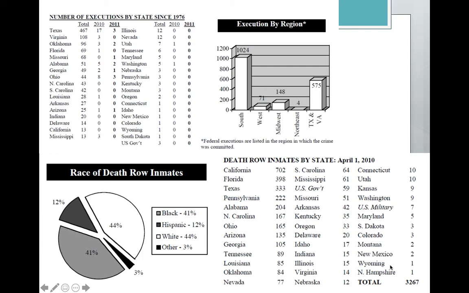As you can see right here, you have the number of executions by state using the death penalty. And so the death penalty has been a question of the Eighth Amendment. Is it cruel and unusual punishment? Or is the death penalty justice? You can pause and look at the different death penalties there.